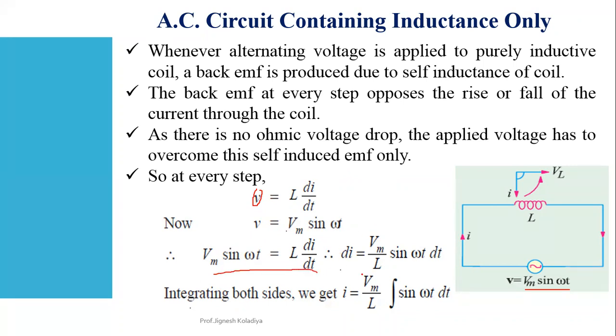What do we have to find? Current. Why? Because voltage I already have, V is equal to Vm sin omega t. If I have the equation of current, I can find the relation between voltage and current, whether any phase shift is there or not. So can I find the current? Yes, I have di. So just take di on one side. So di is equal to this L over here. So Vm by L sin omega t into dt.